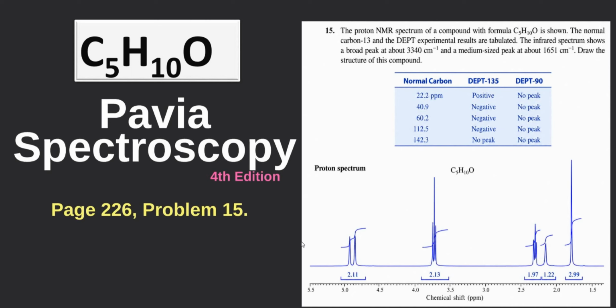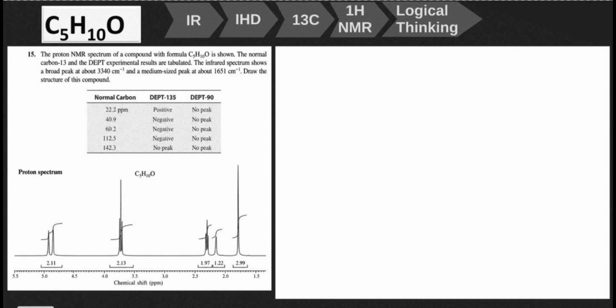This NMR challenge we have taken from Pavia Spectroscopy book, 4th edition. Page number is 226, problem is 15. We have to determine the structure of an organic compound having molecular formula C5H10O from the given spectral data such as IR values, normal carbon NMR, DEPT 135, DEPT 90 and 1H NMR spectra. Okay, now we are going to solve this problem step by step.